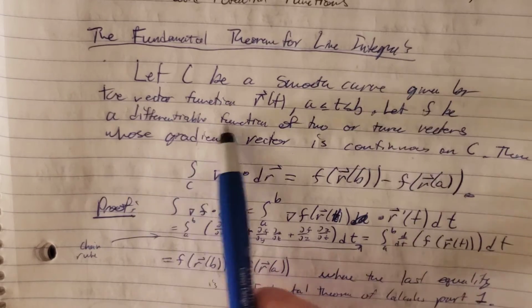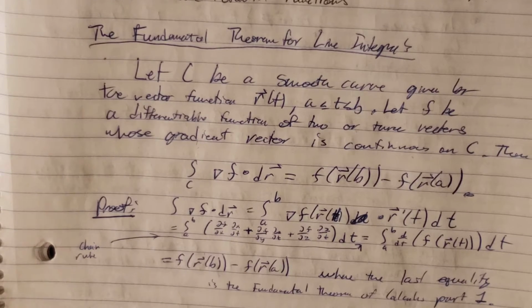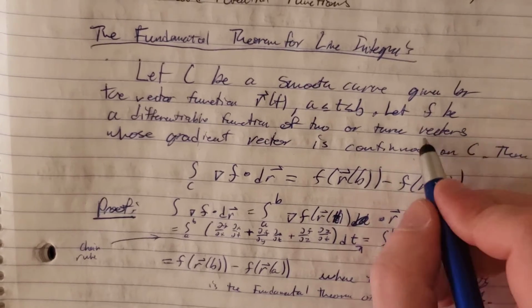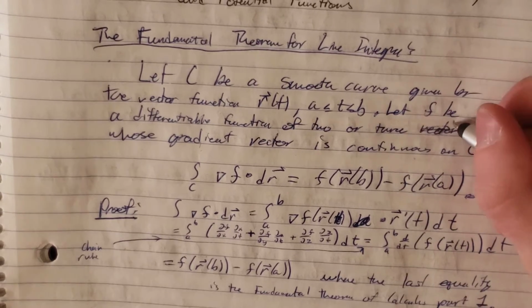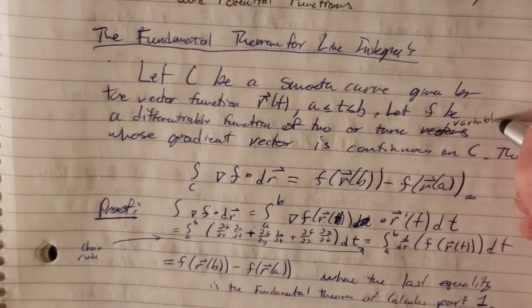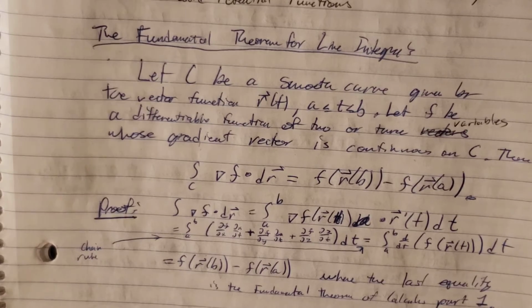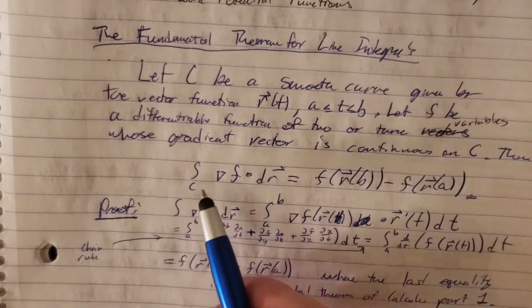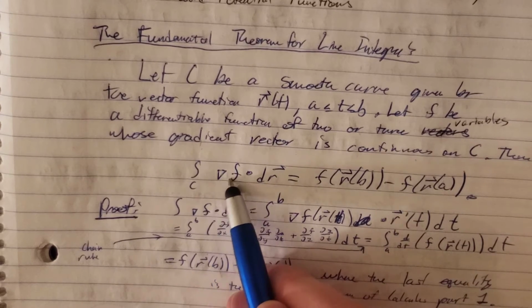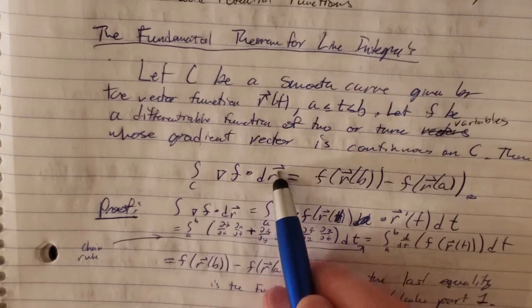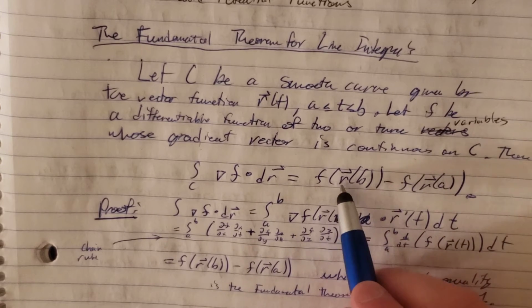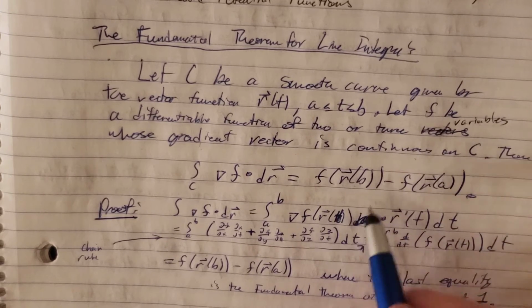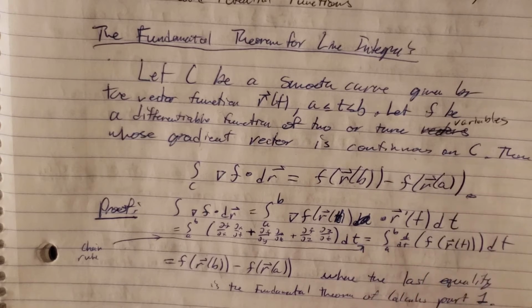Then let f be a differentiable function of 2 or 3 variables, whose gradient vector is continuous on C. Then it turns out that the integral over the curve C of the gradient of f dot dr is f of r evaluated at b minus f of r evaluated at a.